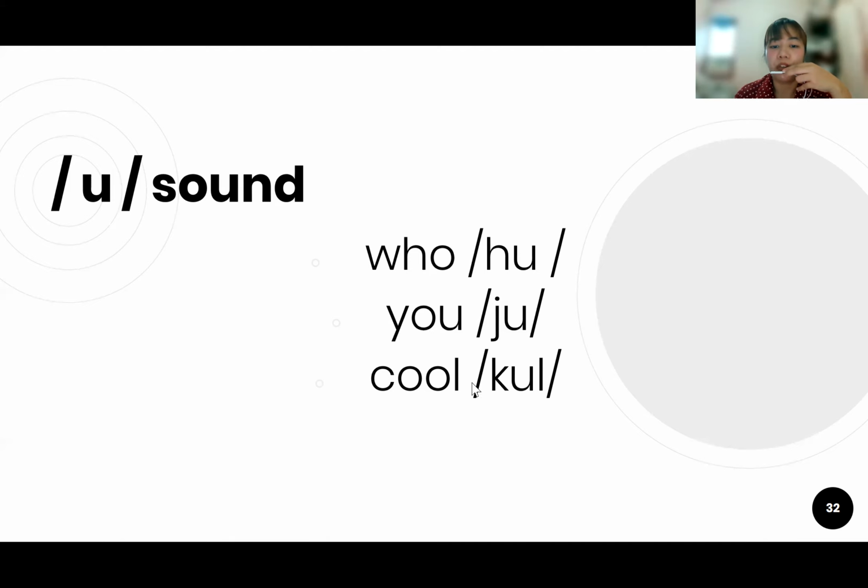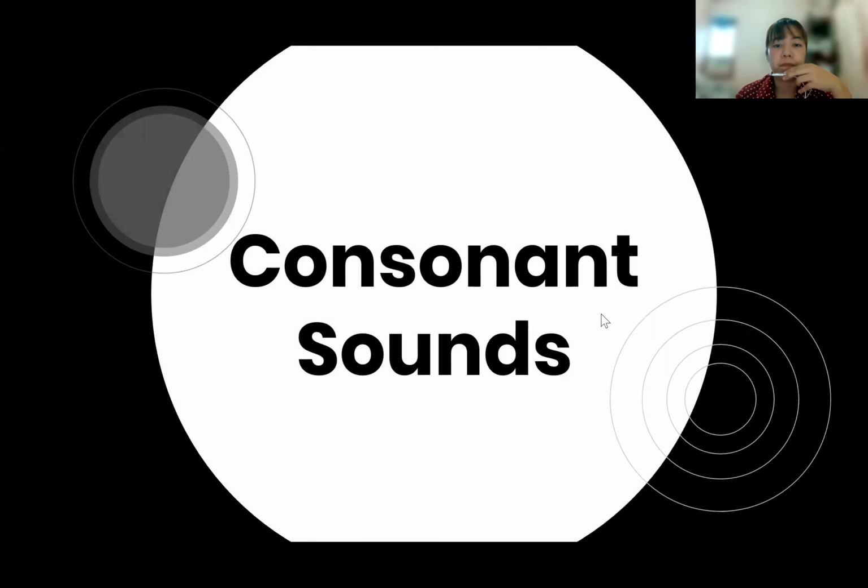Same with your cool. Again, letter C produces the K sound in this word, so letter K. And then your double O produces the long U sound, cool. So we use the long U symbol, the small letter U, and then for letter L, L. That's the same symbol for IPA transcription. So that is for vowel sounds.